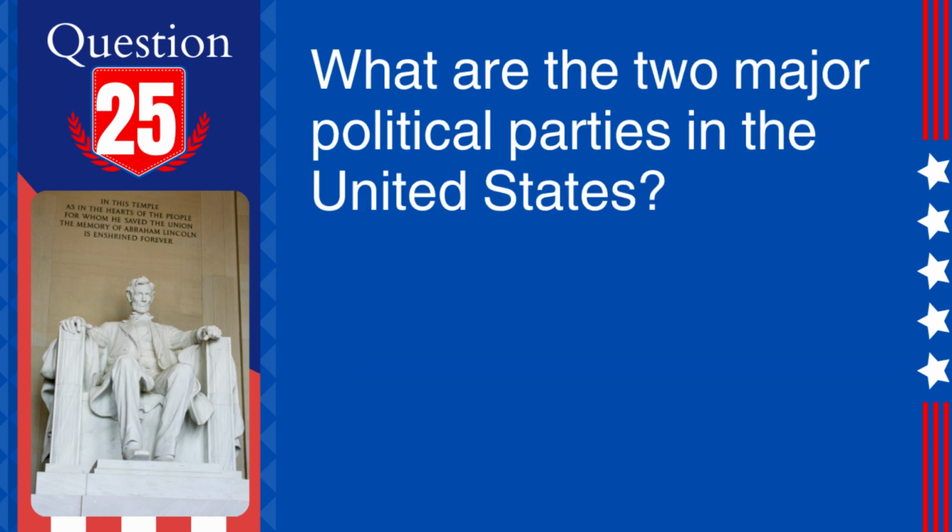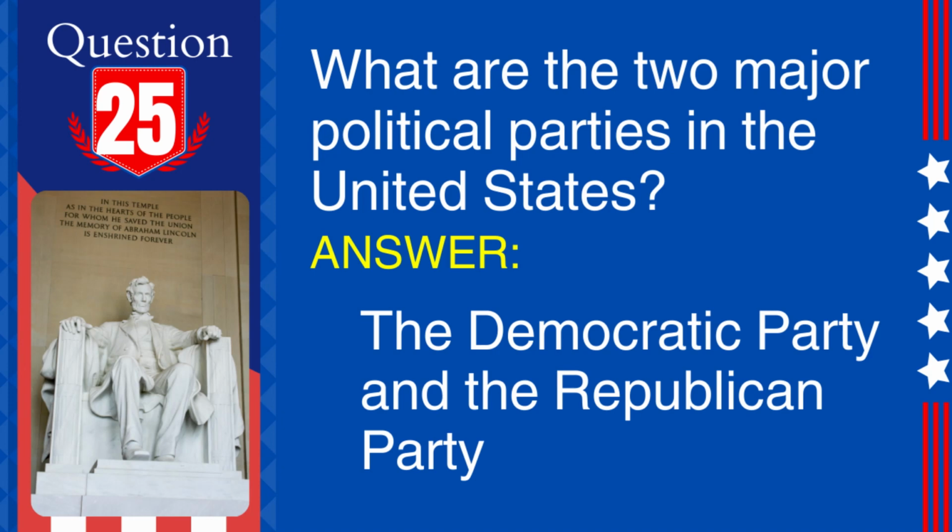25. Question: what are the 2 major political parties in the United States? Answer: the Democratic Party and the Republican Party. Explanation: these are the 2 predominant political parties in the United States, historically dominating the American political landscape.